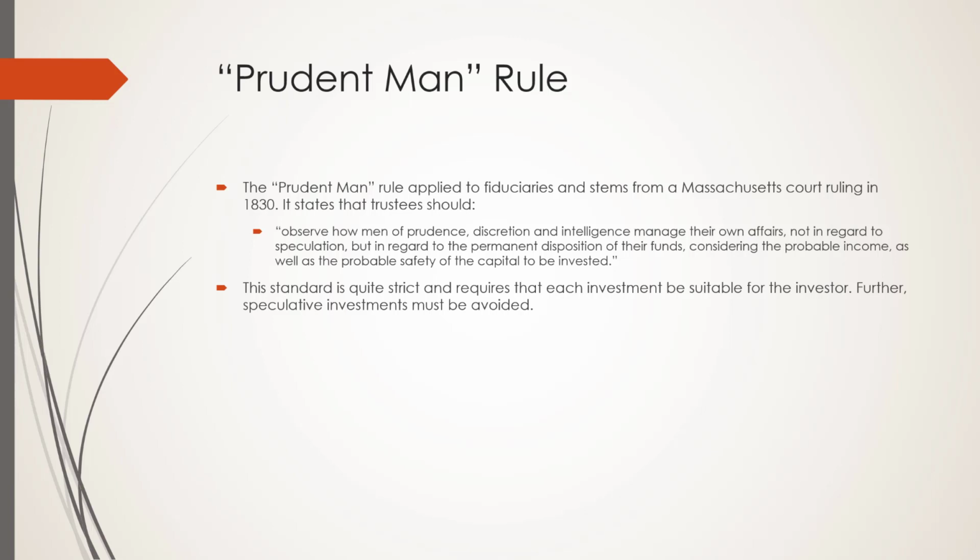Now, this was a very strict standard, and it required that each and every investment on its own be suitable for the investor. In other words, speculative investments must be avoided. And for a very long time, this was interpreted to basically mean only safe fixed income assets were appropriate in trust accounts. This took no account of the idea of diversification, and the law has since evolved to more of a whole portfolio standard. So instead of looking at each individual asset, now we look at whole portfolios.